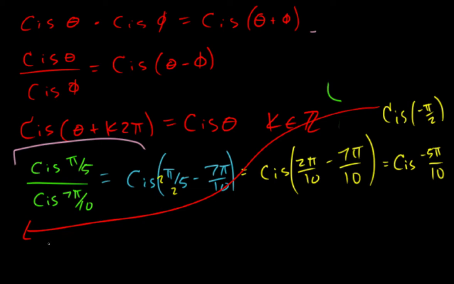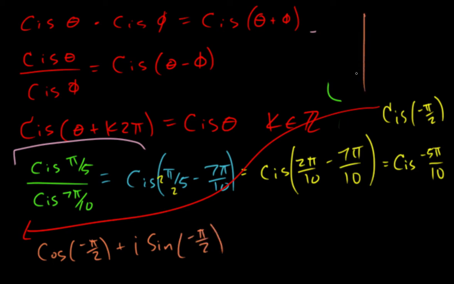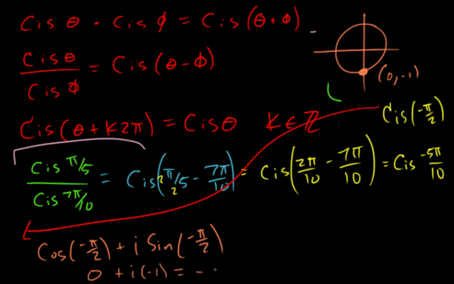If we expand that, we get cosine of negative pi halves plus i sine of negative pi halves. If we draw a unit circle, negative pi halves is right here, and that's (0, negative 1). The x value goes to 0, and then i times negative 1. So overall, we get negative i.